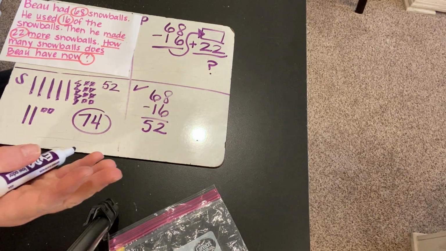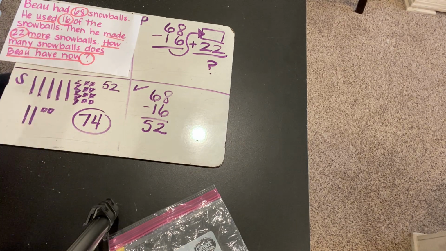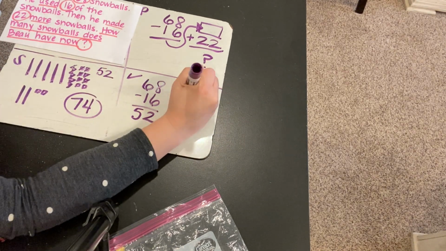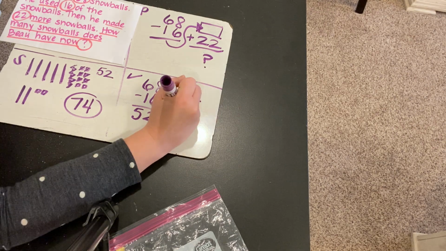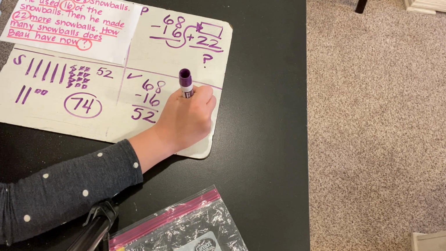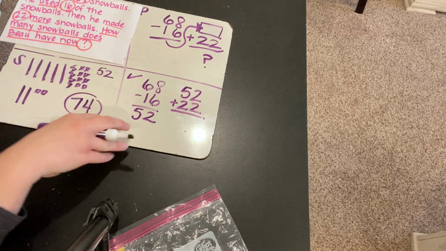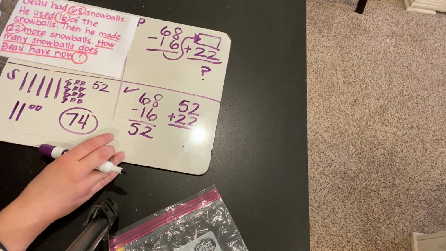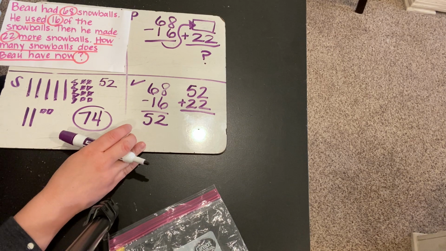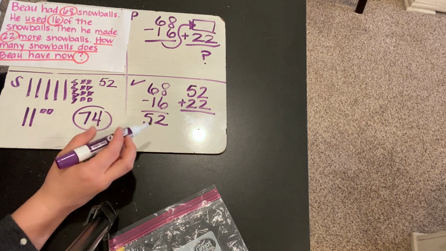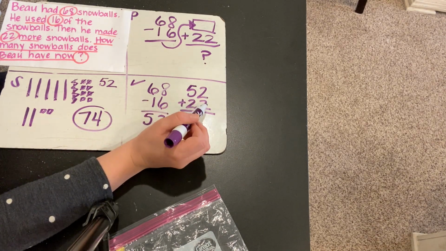But 52 is not the answer because remember he made 22 more. So now we need to do 52 plus 22. Whenever you have problems like this where there's a lot going on, it's really important to think through it exactly. Take some time to actually think about what they are asking you to do. Okay, so now we need to add the 52 plus 22.